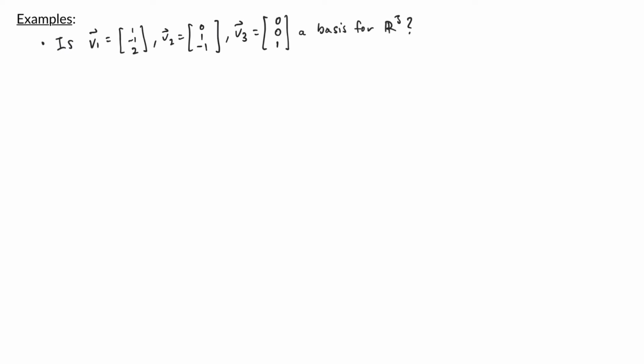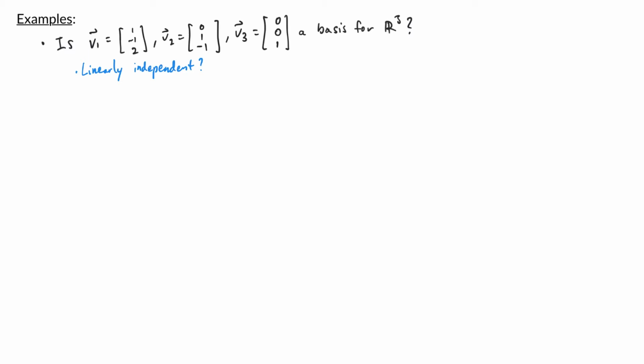In this next example, we have v1 equals 1, negative 1, 2, v2 equals 0, 1, negative 1, and v3 equals 0, 0, 1. And we want to know if this set of vectors is a basis for R3. So again, let's check our two conditions. First, is this set of vectors linearly independent?